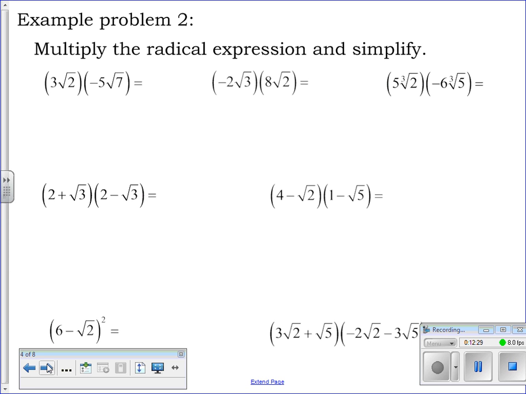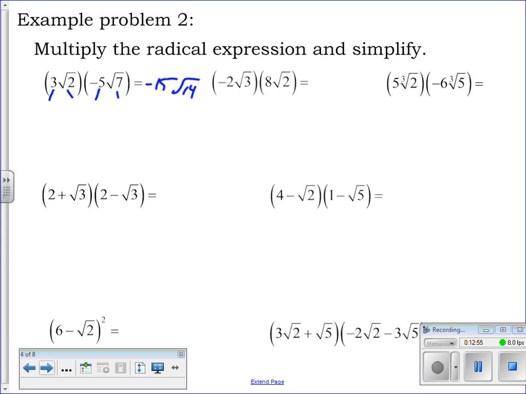So the first one, I multiply the numbers outside. 3 and negative 5 gives me negative 15. And then I multiply inside, 2 times 7, root 14. Can I simplify the square root of 14? No, there's no squares divided into 14, so I'm done. I'm finished with that. But I do always have to think about that and check it.